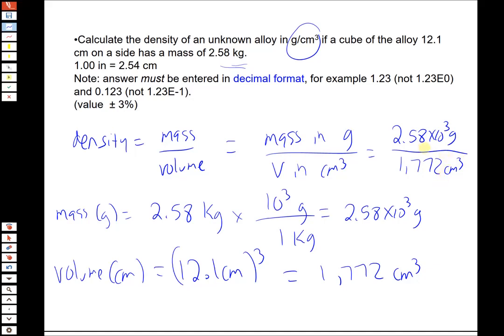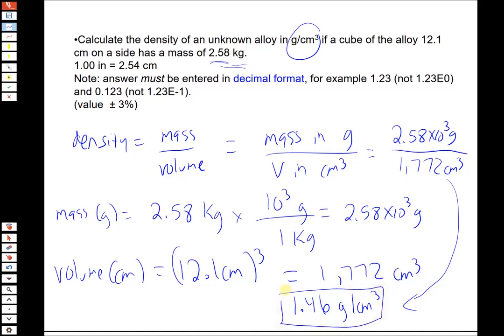The final answer should be in 3 significant figures because both of the numbers we were starting with are 3 significant figures, but we'll round at the end. So we'll take that and divide those two. And what I got was 1.46 grams per centimeter cubed.